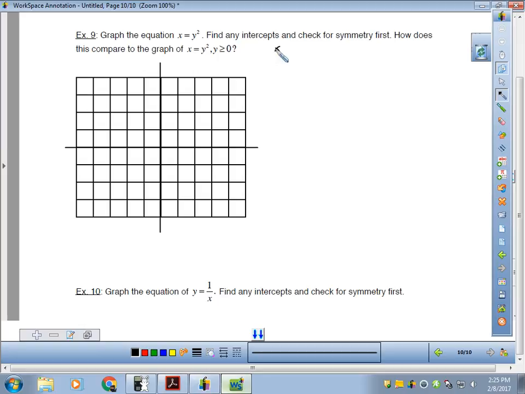So if we're looking for x-intercepts, we're going to plug in 0 for the y. So we'll have x equals 0 squared. 0 squared is just 0, so we get x equals 0. So we have 0, comma 0.